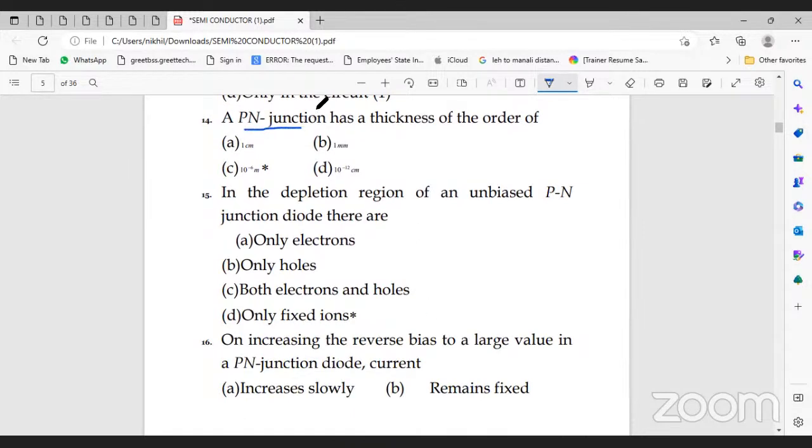There is a PN junction. Can you tell me the thickness of the junction? The thickness of the PN junction diode is 10 power minus 6 meter.